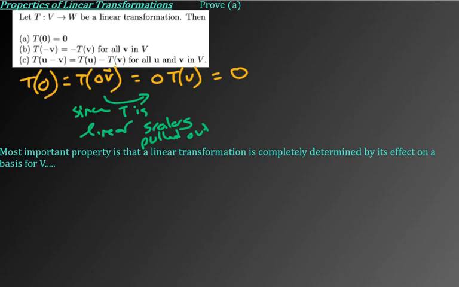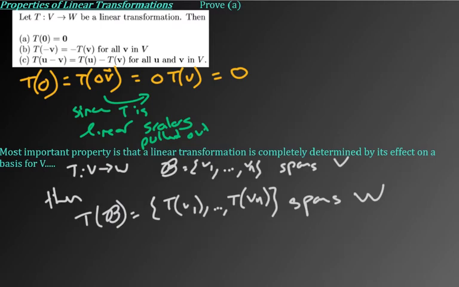The property that is by and large the most important and most widely used thing associated with linear transformations is this thing down here. If you have a linear transformation, it is completely determined by its effect on a basis for V. So this is basically what I mean.